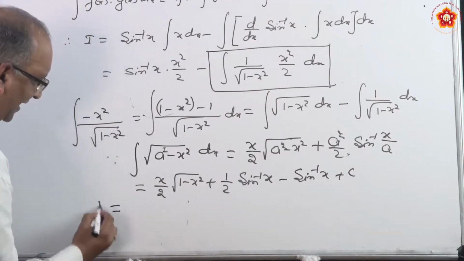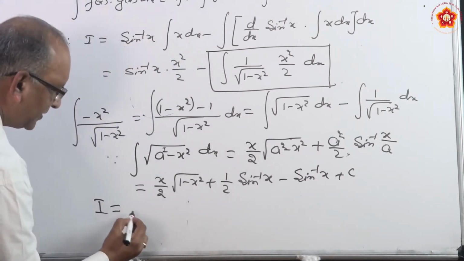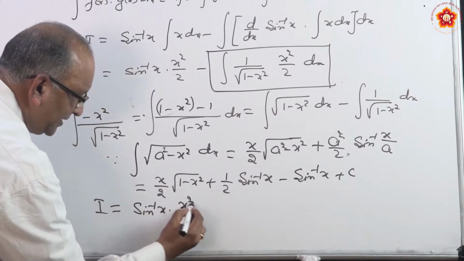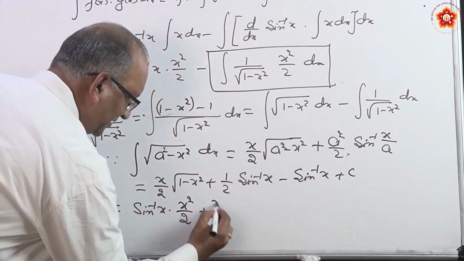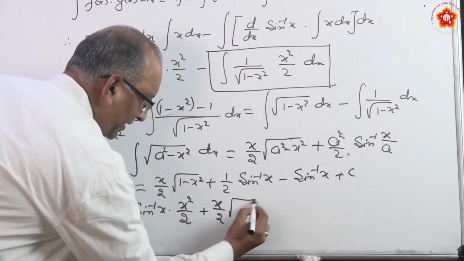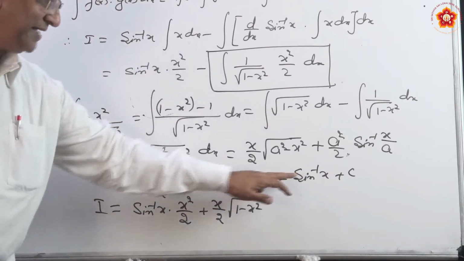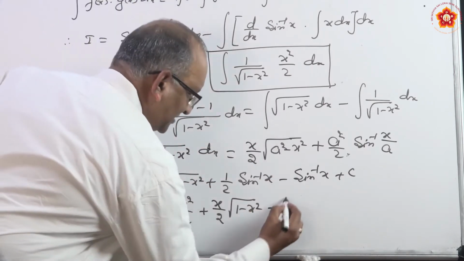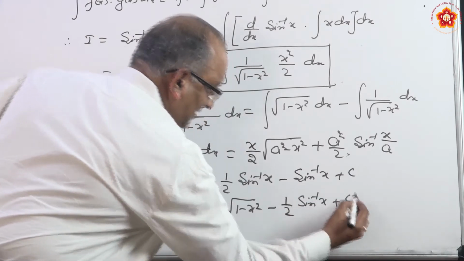You are going to get I equal to, the first term remains as it is, sin inverse x into x square by 2. Now substitute this. What is this? We have x by 2 under root of 1 minus x square. Remember, these two are same functions. One is half, another is minus 1. So you are going to get minus 1 by 2 sin inverse x plus c.